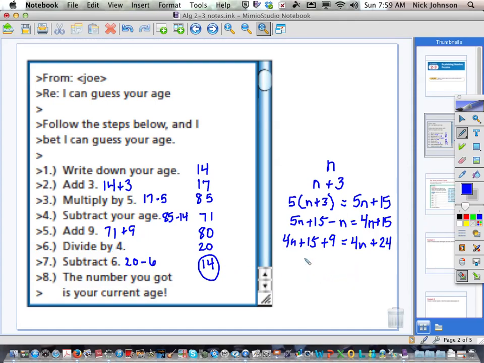Then it says divide by 4. So I got to take all that and divide by 4. Well, you can separate this up, or we know that 4 has to go into 4n, and it also has to go into 24. 4 goes into 4n, 4 divided by 4, so I'm left with n. 4 goes into 24 6 times. And number 7 says subtract 6, so I take n plus 6, and I subtract 6, and that leaves me with n, which is what I started with, which means we can find out anybody's age using this formula. Now, there's multiple ways you could do that. They just showed you a problem that they've done before.